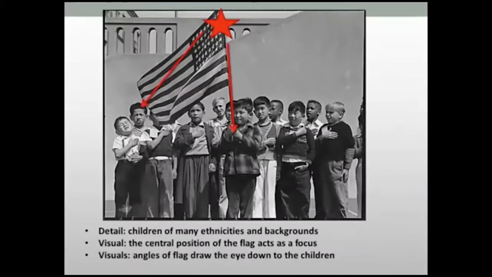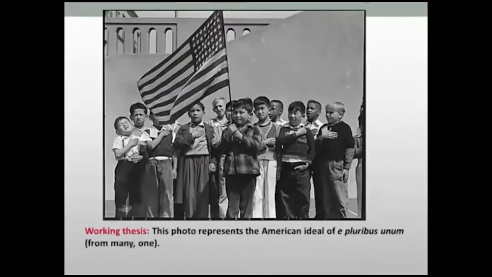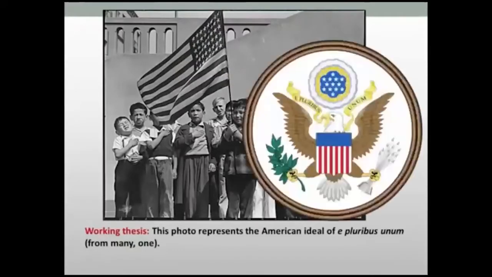A claim I might make about the photo, based on this evidence, is that it represents the American ideal of e pluribus unum, a Latin phrase meaning "from many, one," which appears on the Great Seal of the United States as a sort of motto. All of these children come together as one, though they are many and diverse.